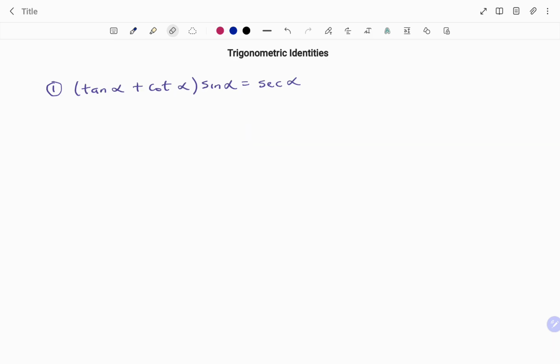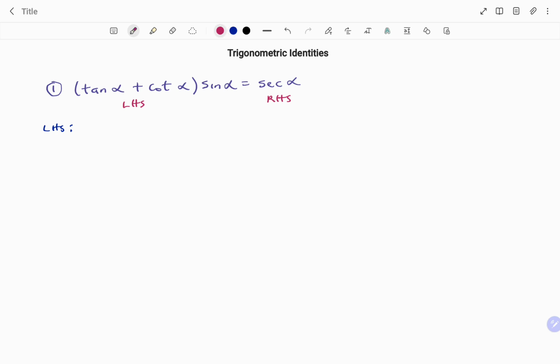In the first example, I have (tan alpha plus cot alpha) multiplying sin alpha equals sec alpha. Given a left-hand side and a right-hand side, you're going to prove the more complex side, and in this case that's the left-hand side, so I'm going to prove that it's equal to my right-hand side.